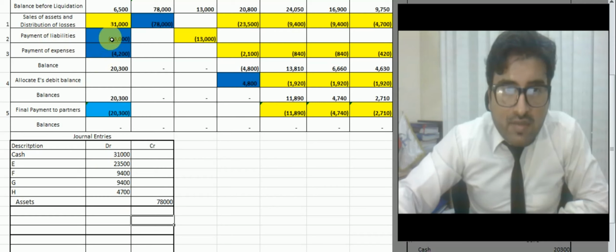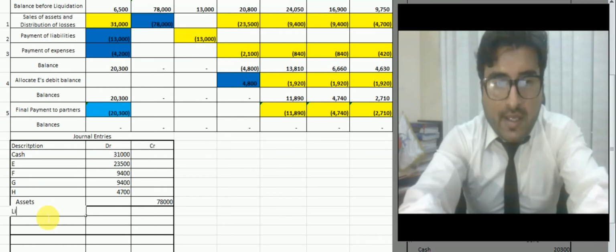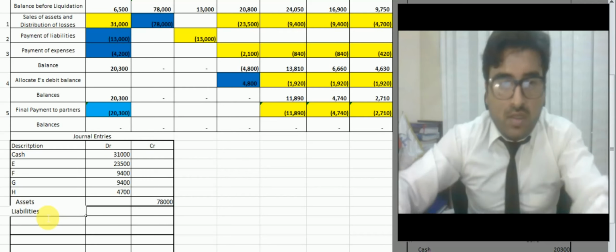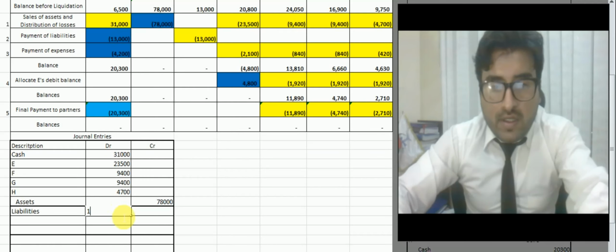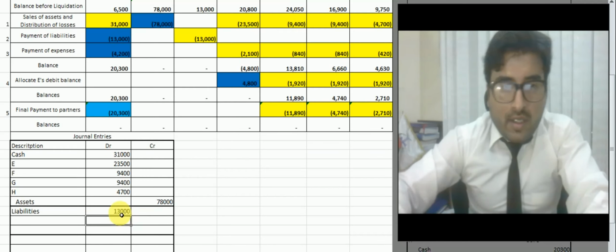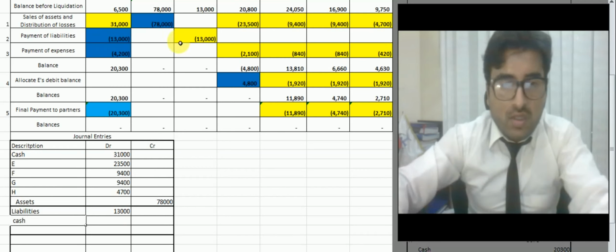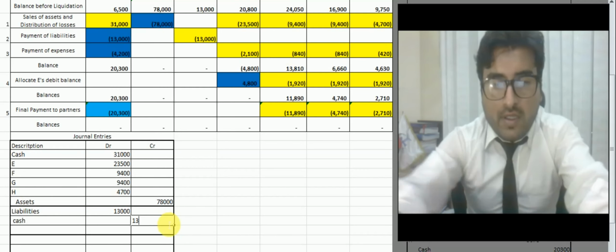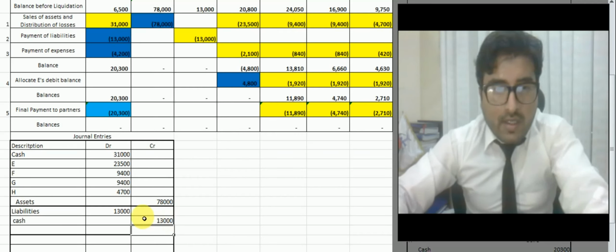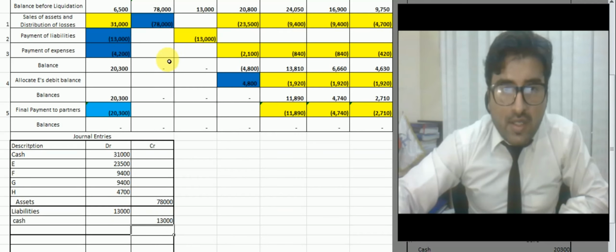Now into the second transaction, what debited here? This is liability, so liabilities account debited 13,000, and what credited? Cash credited, so cash account credited 13,000, okay. This is about liabilities and cash, okay.